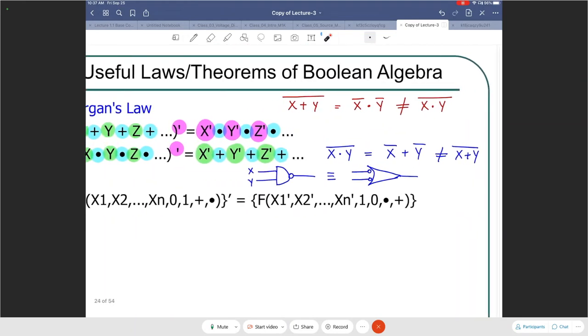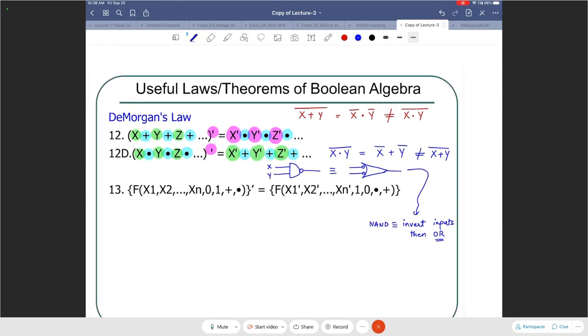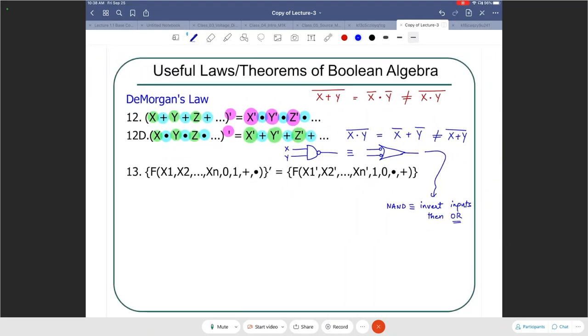In words, you can say this as NAND is equivalent to invert the inputs, then OR. Now, I've just shown you this for 12D. You can write similar symbol relationship and words for 12 as well.